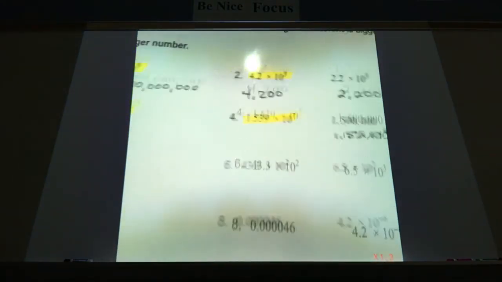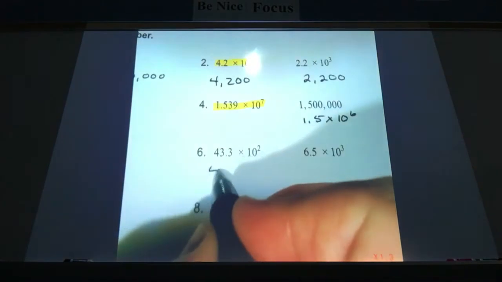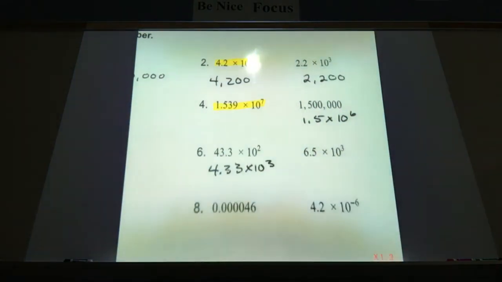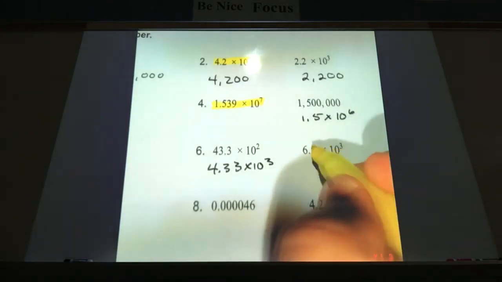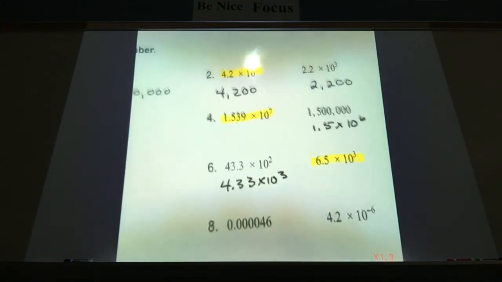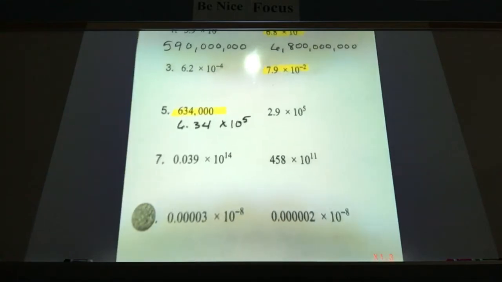Number 6. The first one is not in scientific notation. The second one is. We put this in scientific notation. We see that they have the same exponent, so we compare coefficients, and this is going to be your larger number. Number 7. How about you guys do 7, 8, 9, and 10, and come back and check for the answers.